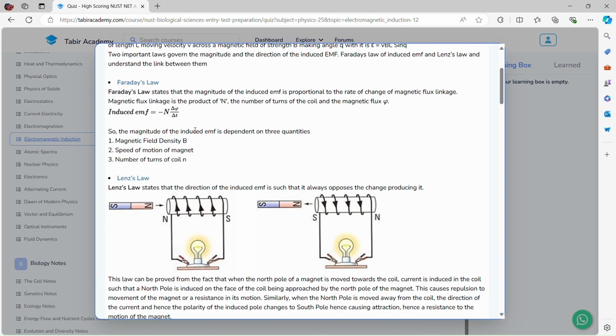So, the magnitude of the induced EMF is dependent on three quantities: magnetic field density B, speed of motion of the magnet, and number of turns of the coil N.